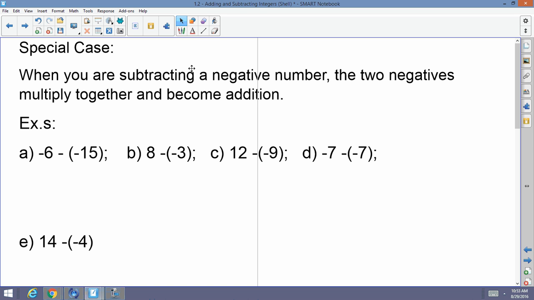For example, negative 6 minus a negative 15. Whoa, what do we do here? You just chill, take a deep breath, and think about it. I've got a negative 6 here minus a negative 15. Well, a negative times a negative is a positive. So that's now negative 6 plus 15. Signs are opposite. Subtract as normal. Keep the sign of the largest absolute value. 15 minus 6 is 9.